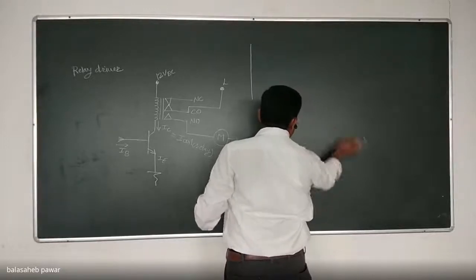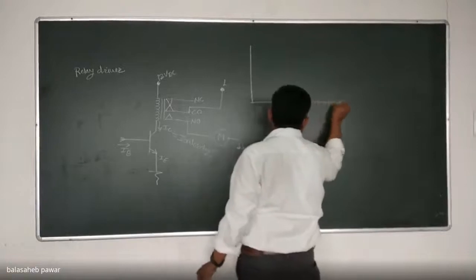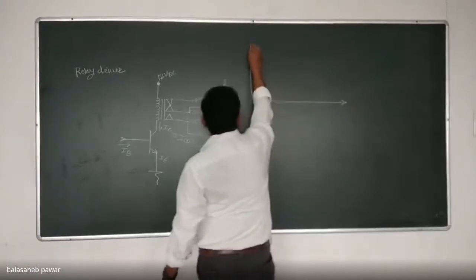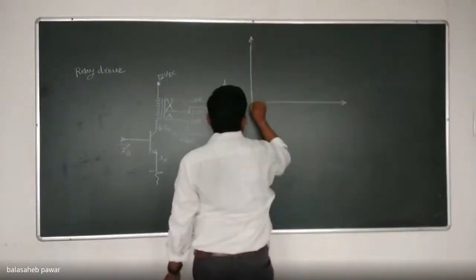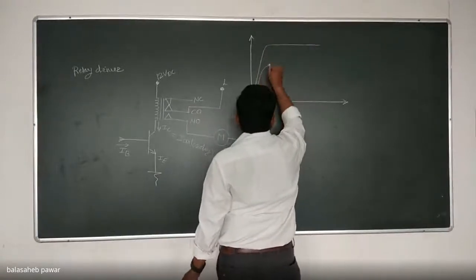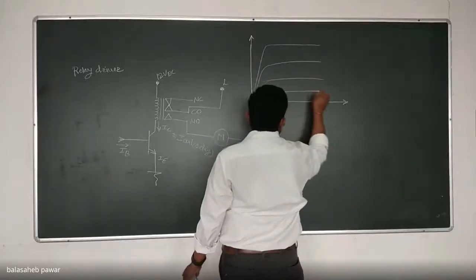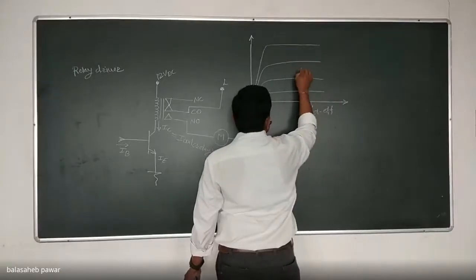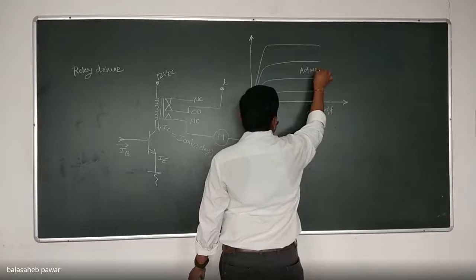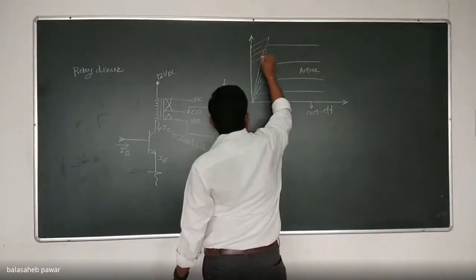How many regions of operation are there for BJT? This is most important again. Can anyone tell the output characteristics regions? 3 regions. Which are those? Cutoff, active, and saturation. Correct. This is known as the active region, and this one is known as saturation.